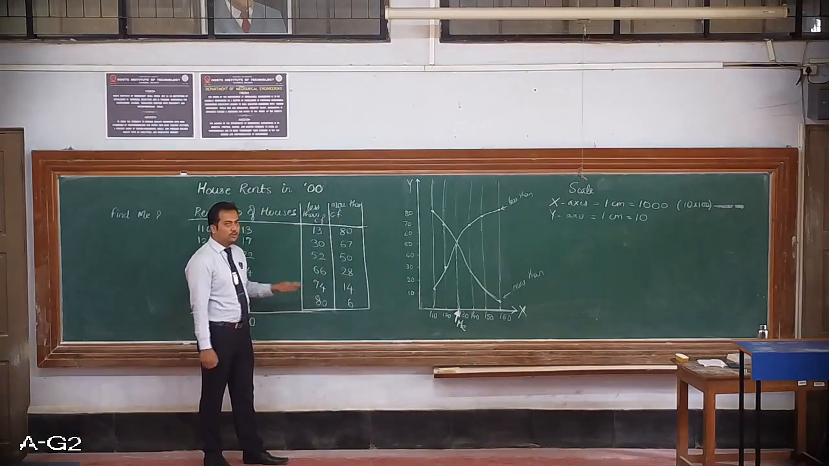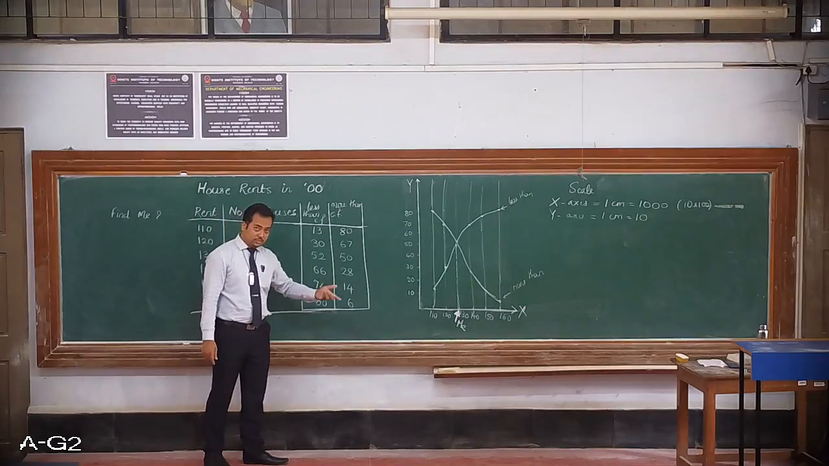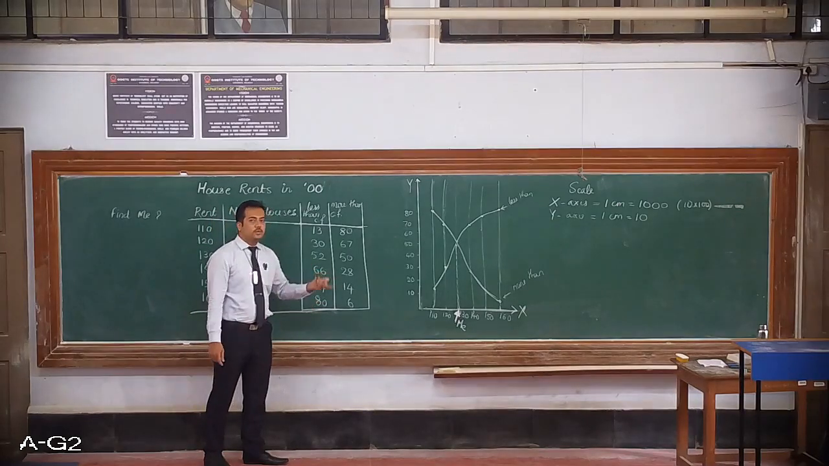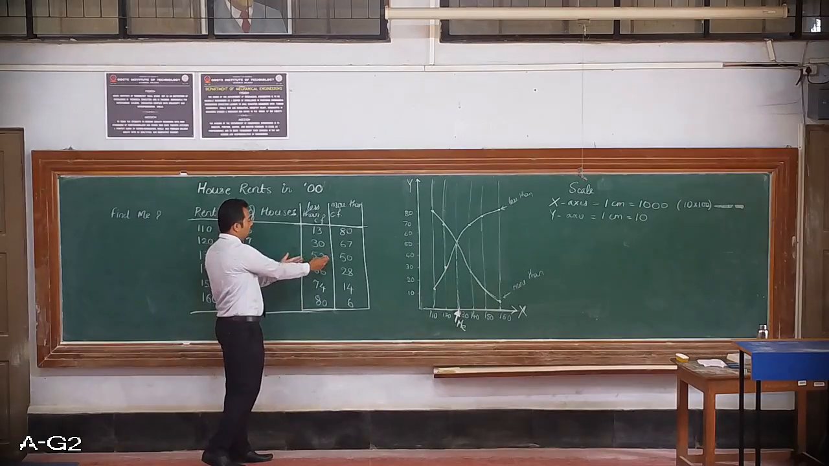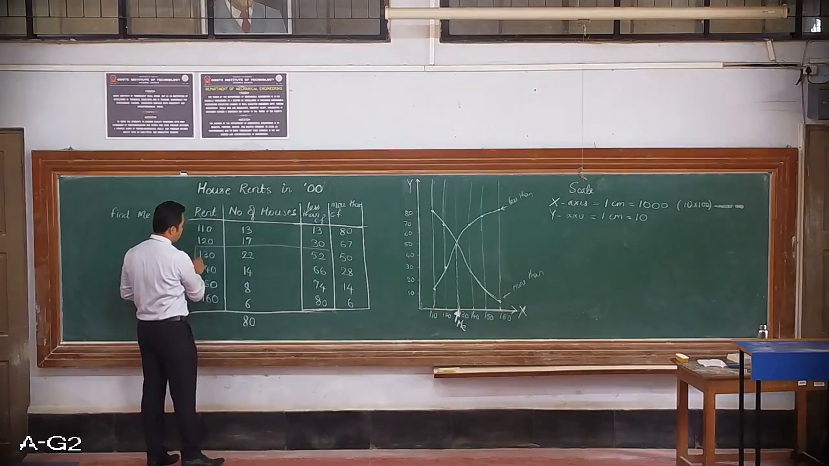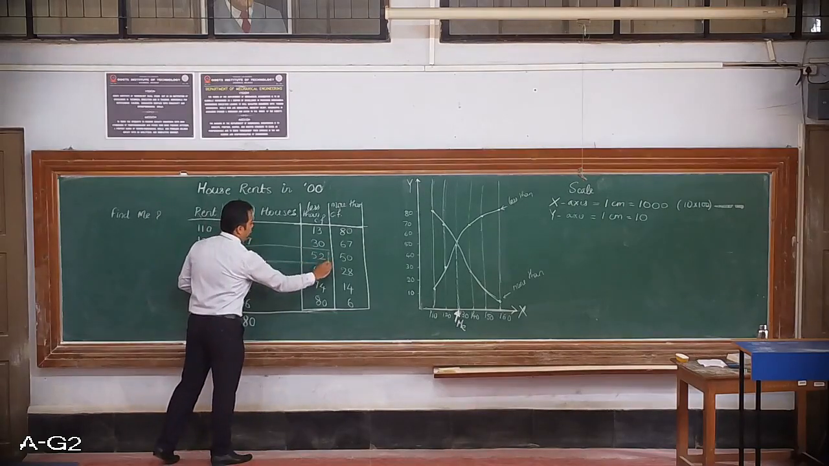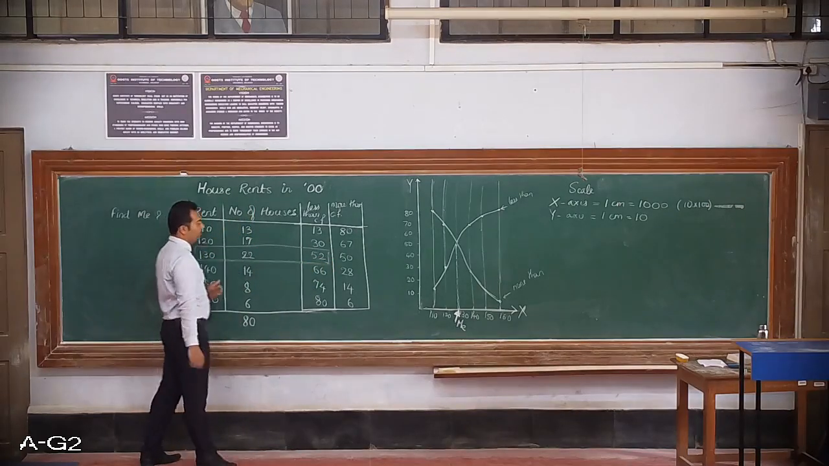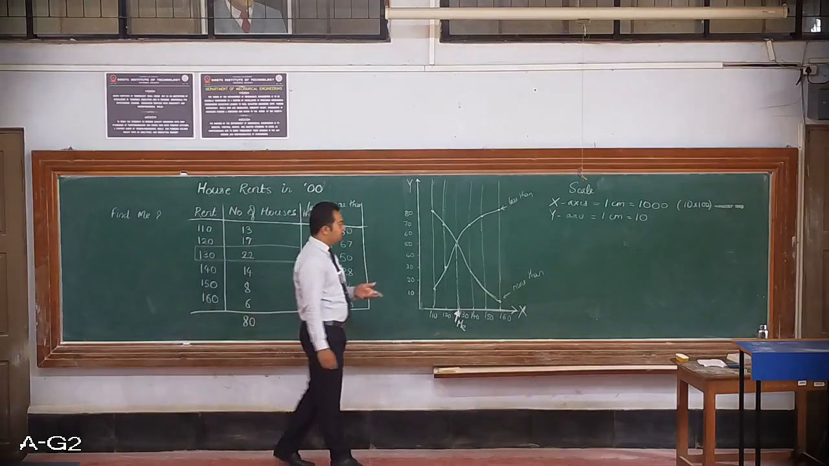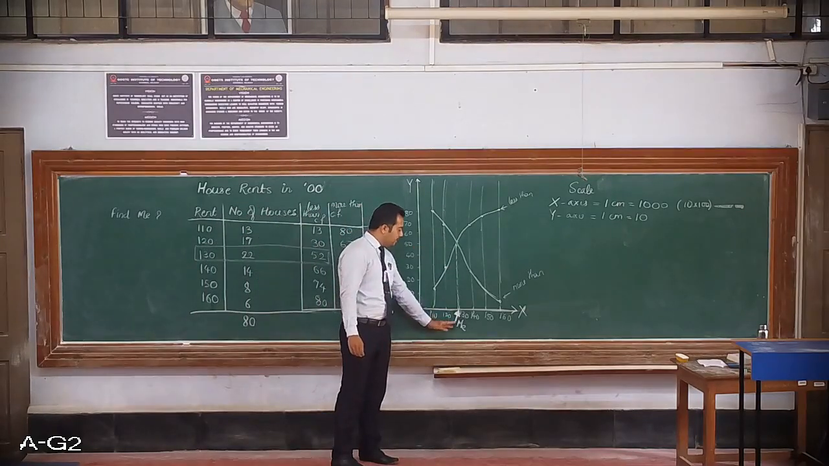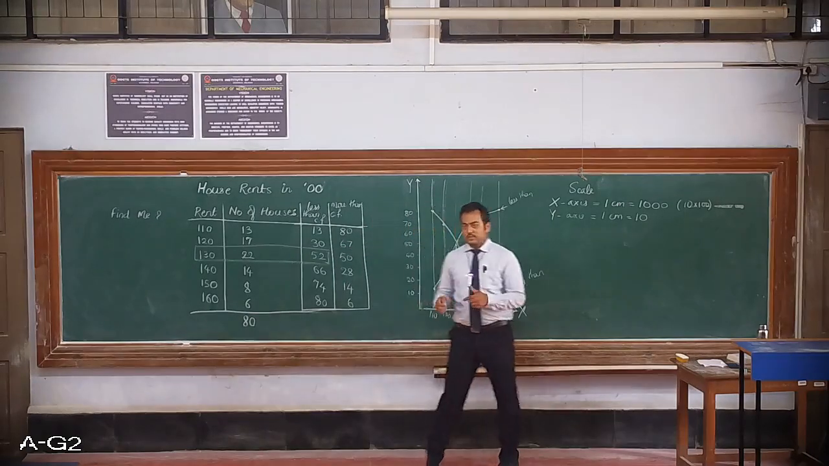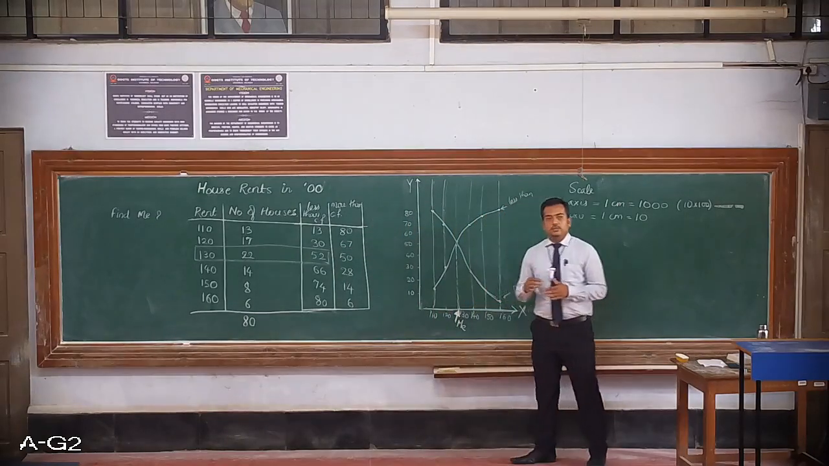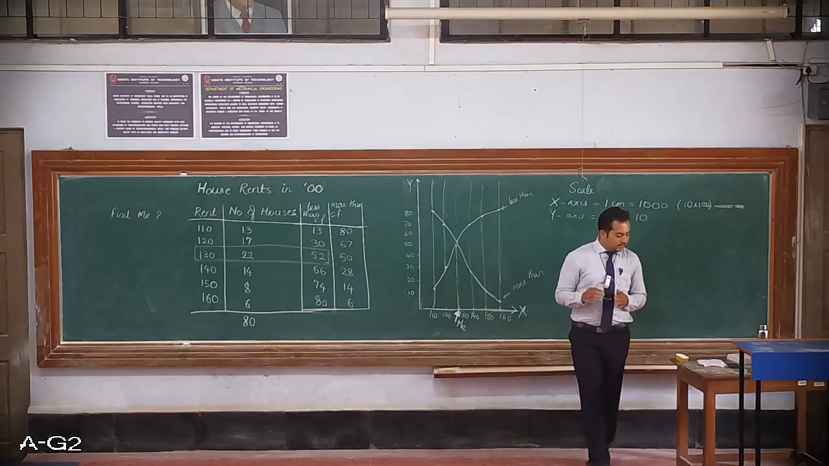Anyways, if we find using the (n plus 1) divided by 2th term, that gives you (80 plus 1) by 2, which is 40 point something. In the less than cumulative frequency, you would mark this class for 40 point something, and that gives you a median of 130. And by using the graphical method as well, you get it at a point very near to 130, almost 130. So this is how you find the median using the graphical method.